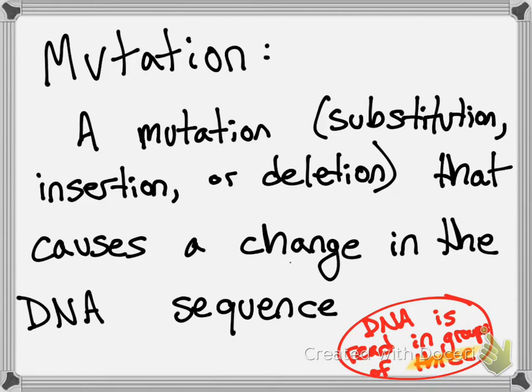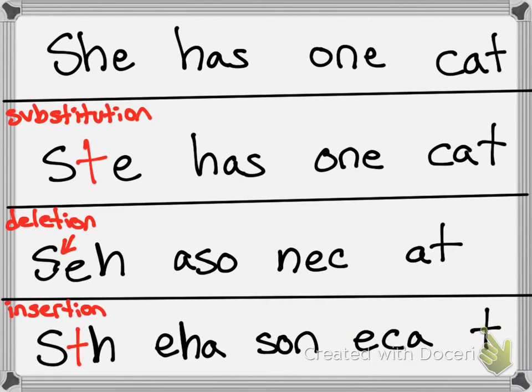So a mutation, which can be a substitution, insertion, or deletion, is something that causes a change in the DNA sequence. And remember, DNA is read in groups of 3. Here's an example of mutation. So if we have our original sentence, "she has 1 cat," with substitution, deletion, insertion. In substitution, we put in this letter.